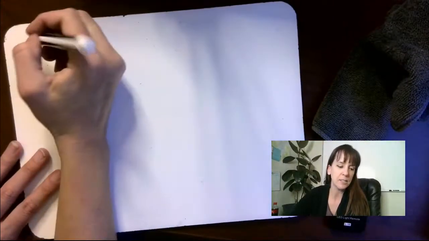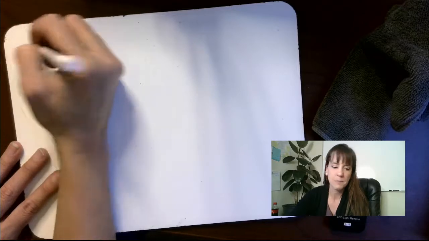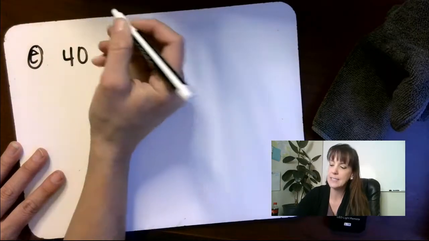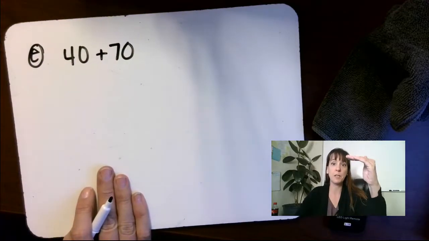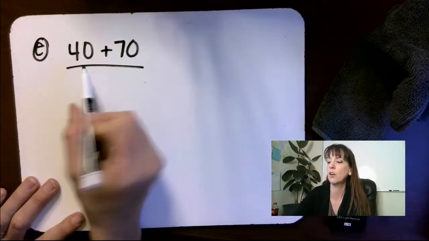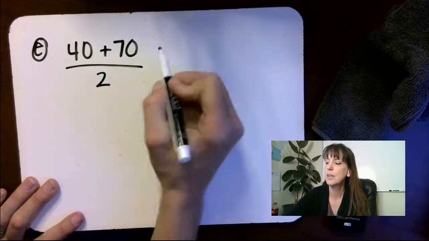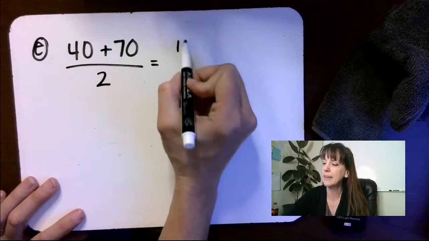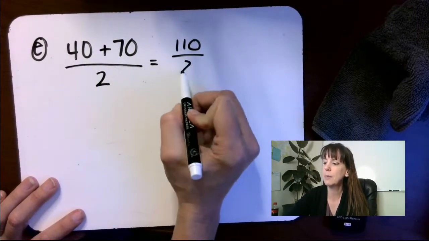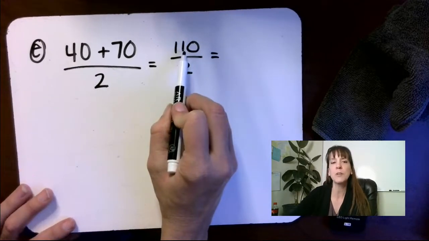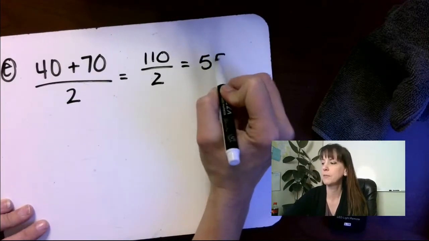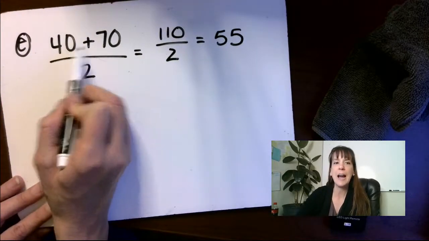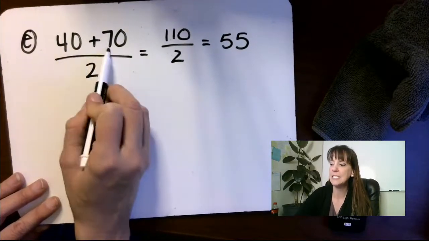All right, that was D. Let's look at E. What is the average of 40 and 70? So 40 plus 70. Again, we do the sum on top divided by the number of numbers, and there are 2 numbers, so that's 2. We do this, we get 110. 110 divided by 2. Half of 100 is 50 and half of 10 is 5. So cutting this in half, we're going to get 55. So the average of 40 and 70 is 55.